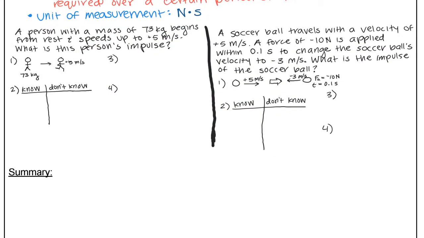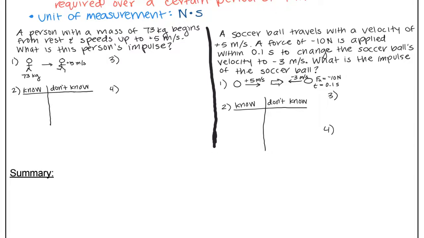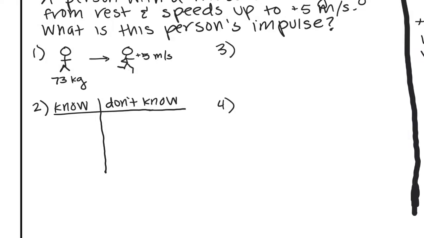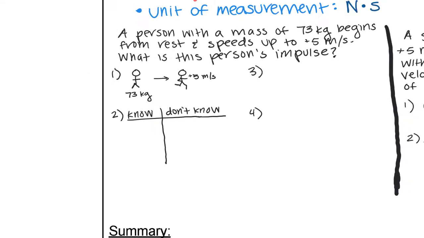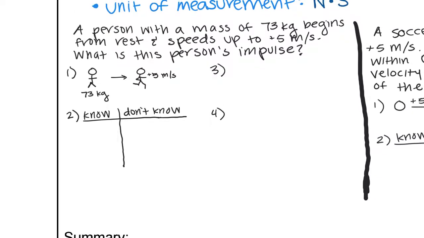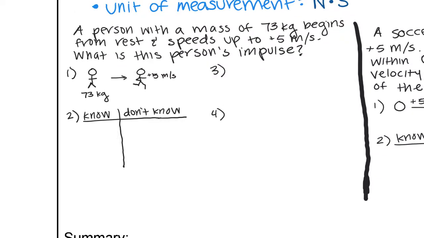All right, so I've included two examples here for how we might calculate an object's impulse. So let's use this example first. I'm going to zoom out a tad. All right, so in this example, a person with a mass of 73 kilograms begins from rest and speeds up to positive 5 meters per second. What is this person's impulse? Again, we are going to use the 4 steps to solving a physics word problem to solve this problem.